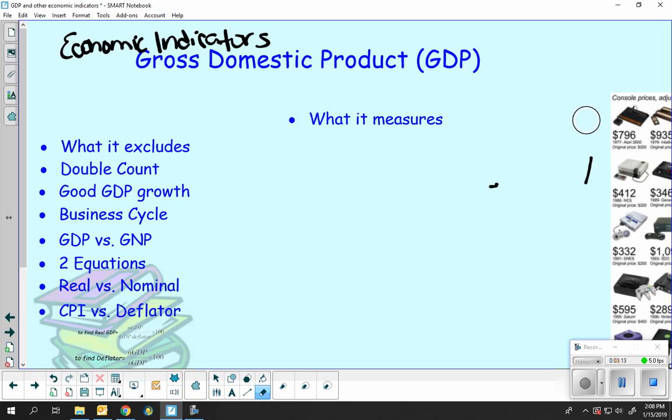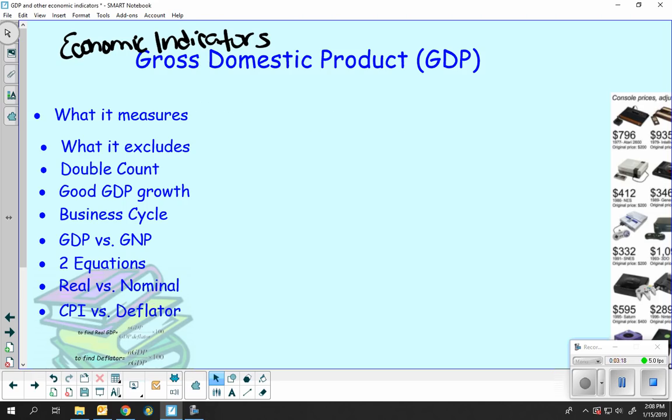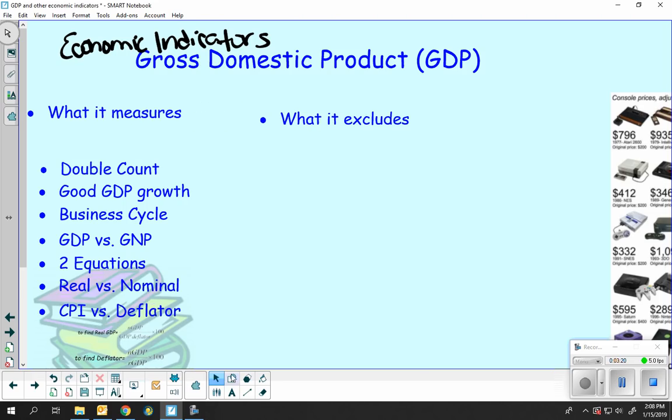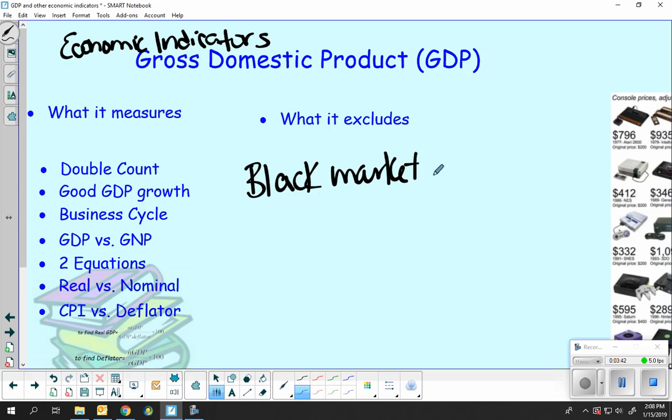If we're looking at GDP, it's not a perfect measure of the economy because it doesn't include everything. It includes lots of things, which is why it's probably the best measure, but there are things that it does not include. It doesn't include if you get paid under the table, if it's considered black market activity, if you sell drugs, or if you're a prostitute, you're not going to report your income to the IRS. So that's money that's not going to be counted.